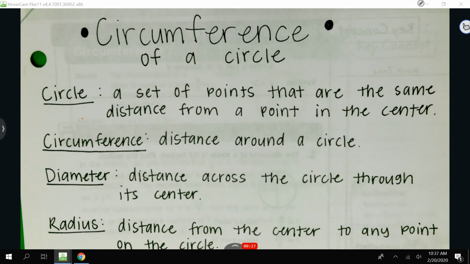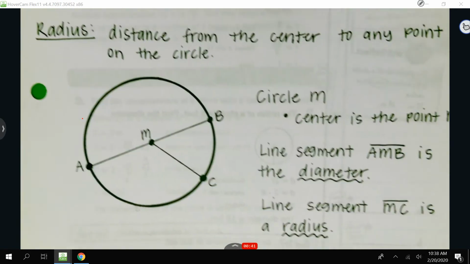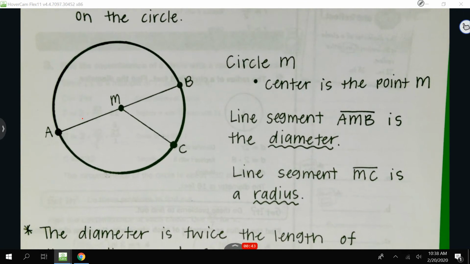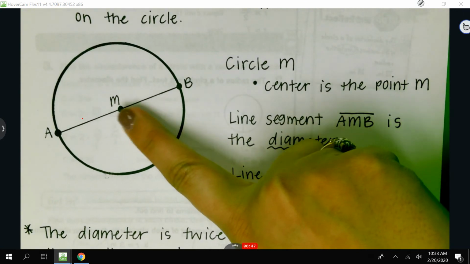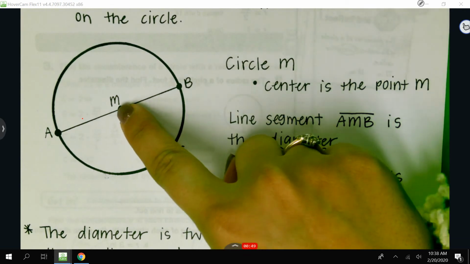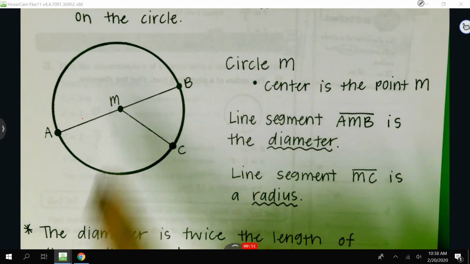Your diameter is the distance passing through the circle that meets on both ends of the circle. And then your radius is half of that. So it's starting at the center and it's going to any other point on that circle. Okay. So looking at this picture, first off, your center is M, so you would say that this is circle M. You name the circles by whatever the center point is.